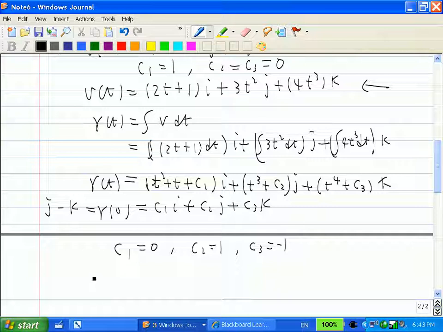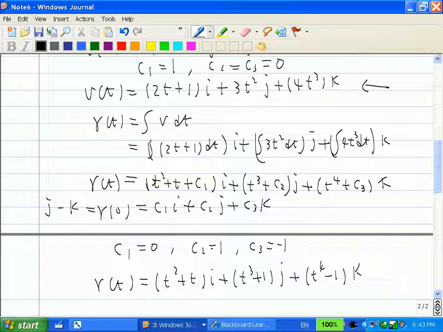Therefore, we find our position function r of t equals (t squared plus t) i plus (t to the third plus 1) j plus (t to the fourth minus 1) k, where C2 is 1 and C3 is minus 1. Then we're done.